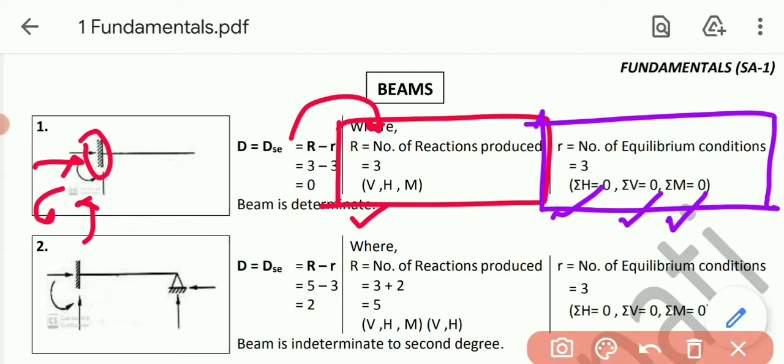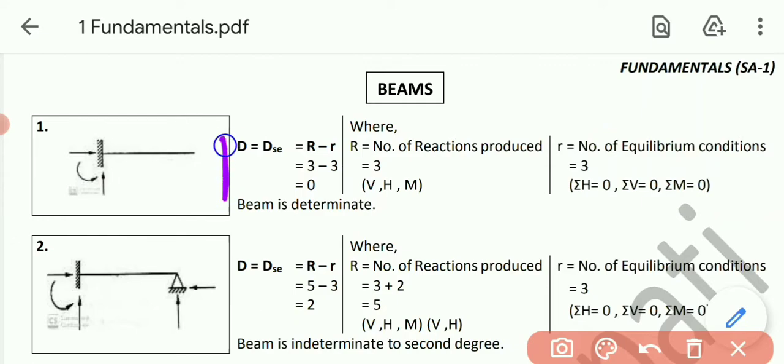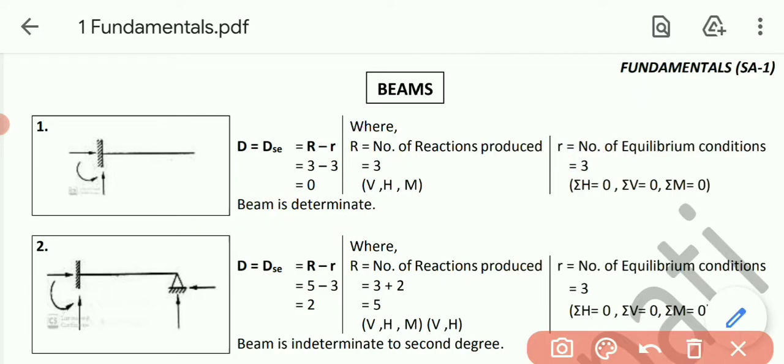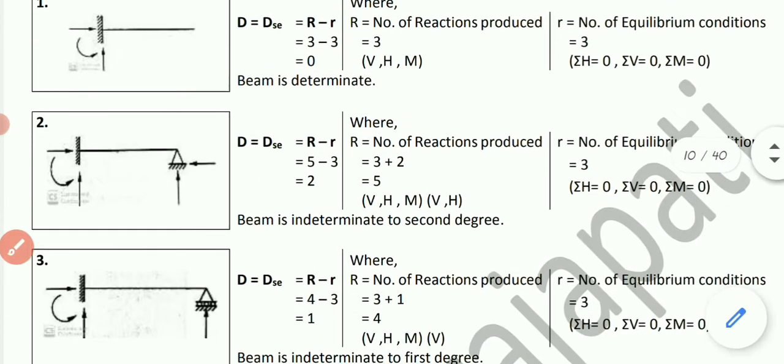So ultimately, by putting both these values into this equation, capital R minus small r, capital R 3, small r 3, 3 minus 3, ultimately it is 0. So we can say the beam is determinate.